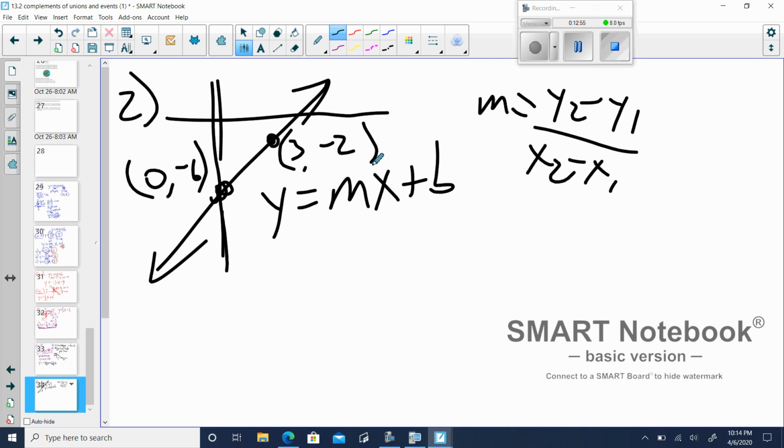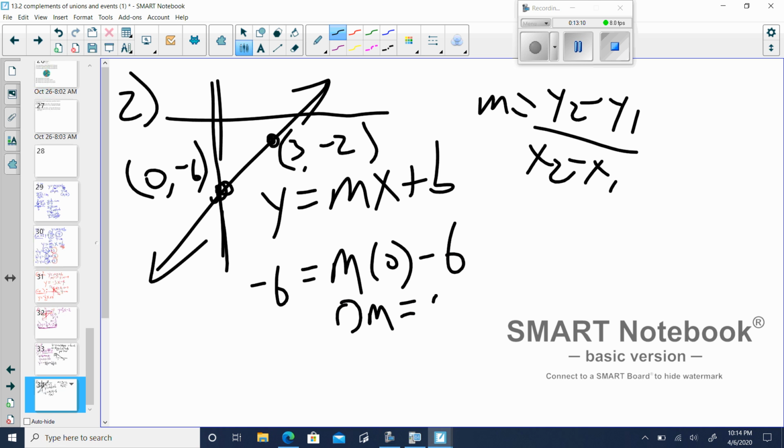Okay, so y is negative 6, x is 0, b is negative 6. So 0m equals 0. 0 equals 0. Huh. Well, that seems a little strange.